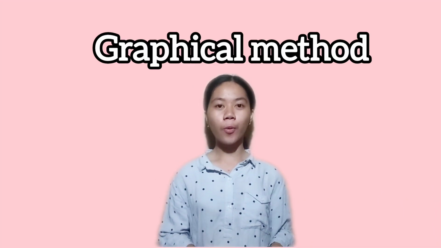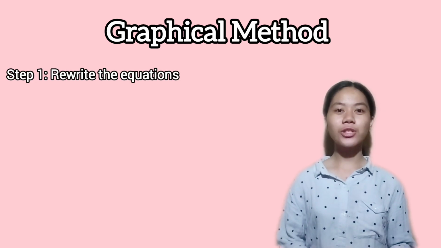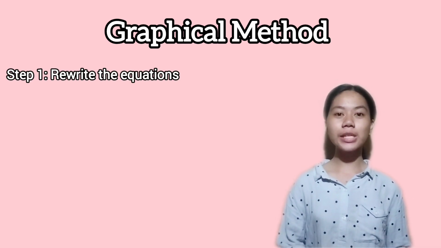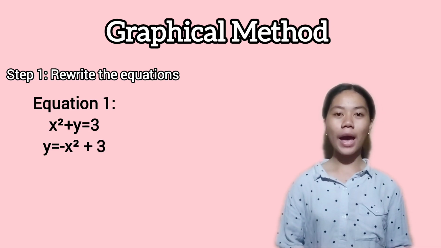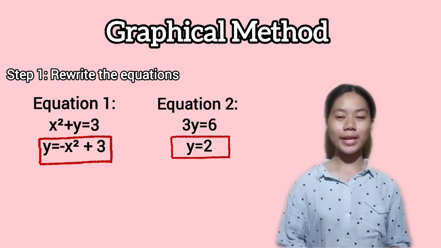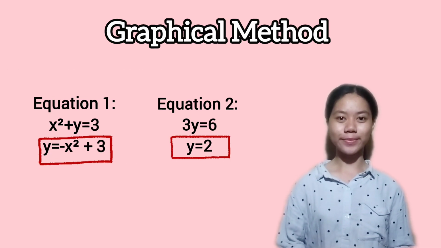Now, let's visualize this with the graphical method. We'll use Desmos, a free online graphing tool, to plot our equations. First step, rewrite the equations. Solve each equation for y to make them easier to graph. The first equation is y equals negative x squared plus 3. Equation number 2 is y equals 6 over 3, or 2.